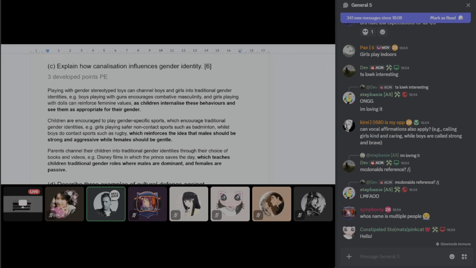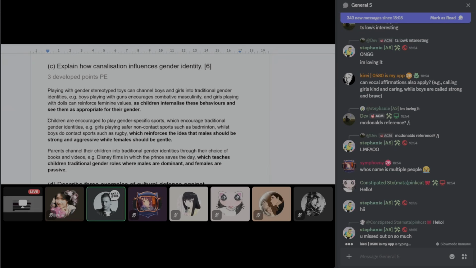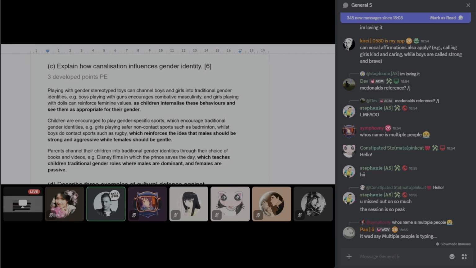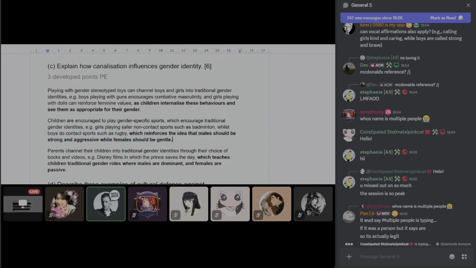Second, children are encouraged to play gender specific sports, which encourage traditional gender identities. For example, girls playing safer non contact sports such as badminton, whilst boys do contact sports such as rugby, which reinforces the idea that males should be strong and aggressive while females should be gentle. See my structure of the answer: I introduced the point, then I gave an example, and finally I developed it.